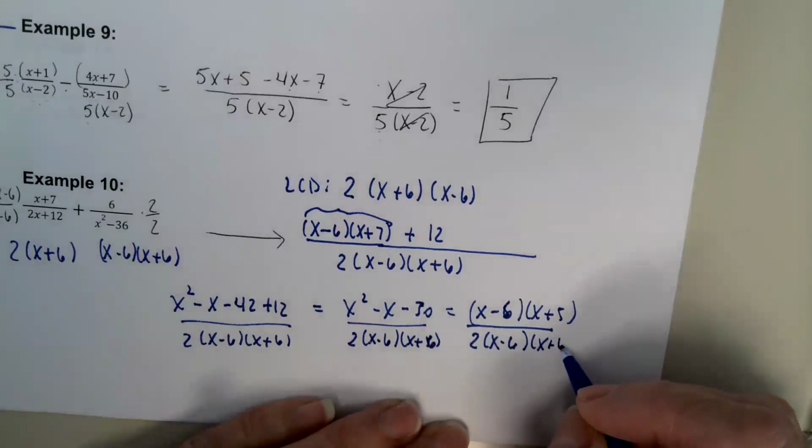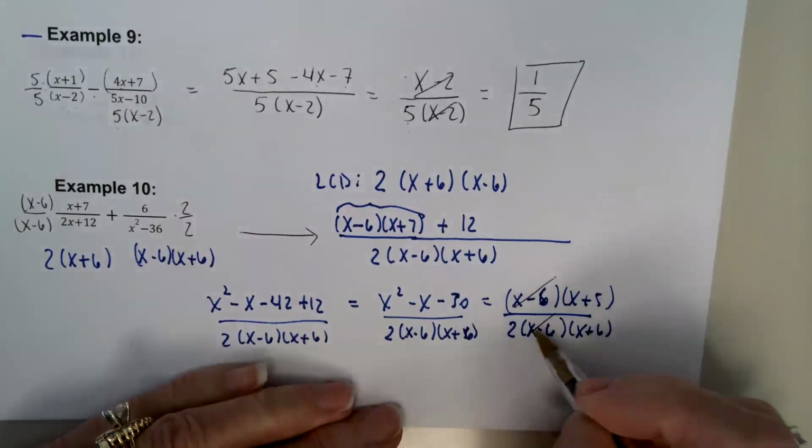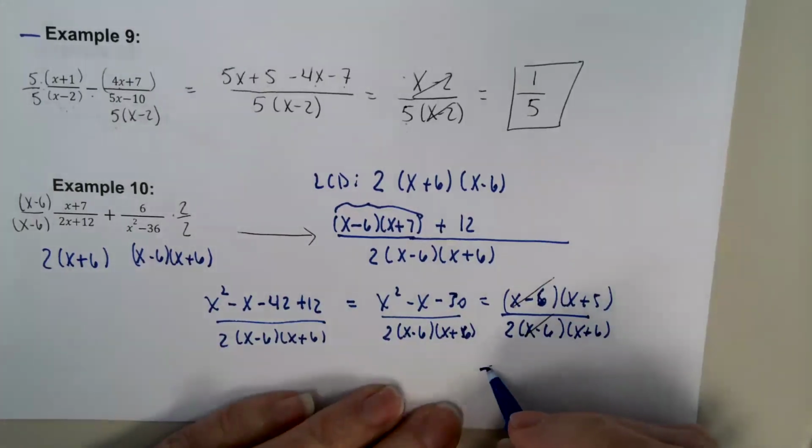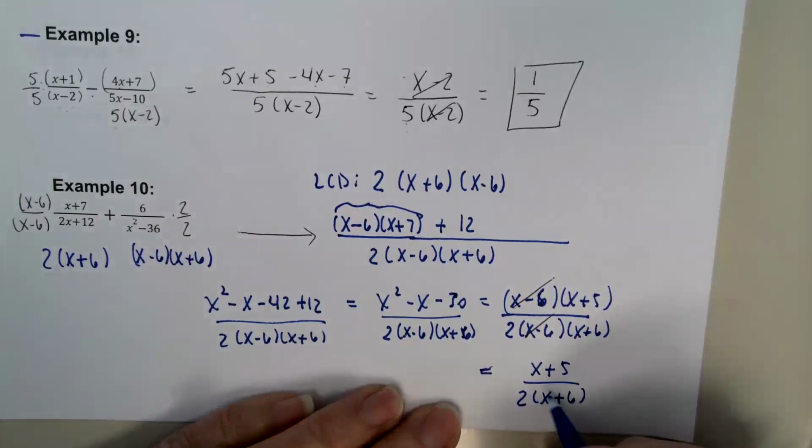x plus 6. So it looks like my x minus 6 is canceled. So my final answer is x plus 5 all over 2 times x plus 6.